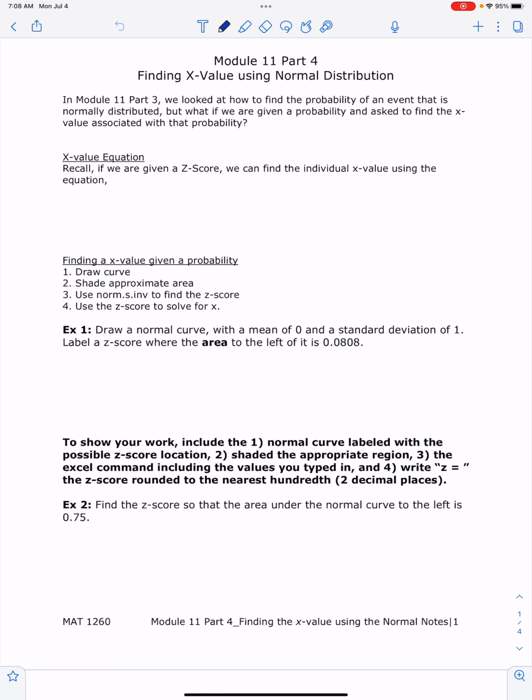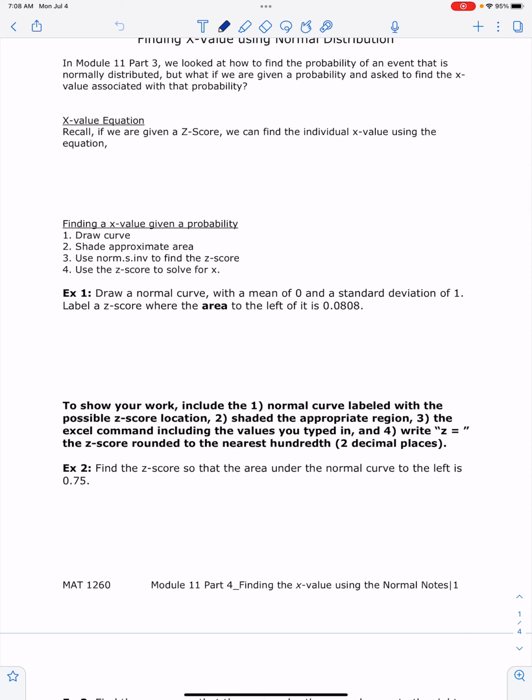Okay, these are the Module 11 Part 4 notes. This is page 1. We are going to take a look at what we did in Mod 11 Part 3 and go backwards. Before, we had an X value, a height, an IQ, and we worked to figure out how it was related to the general population as a whole. Now we're going to take a look at a specific probability and see if we can backtrack and find the X value. So let's talk about how we do that.